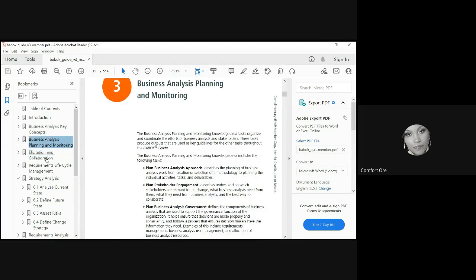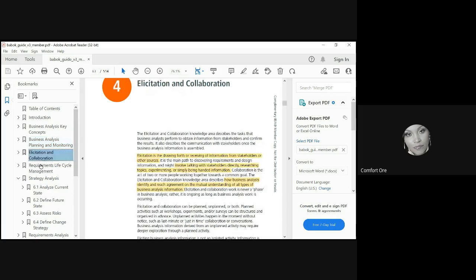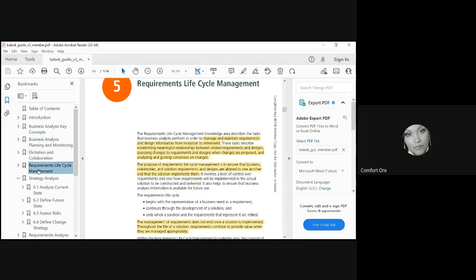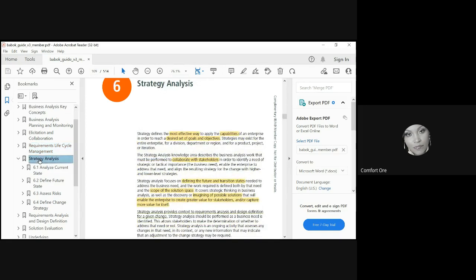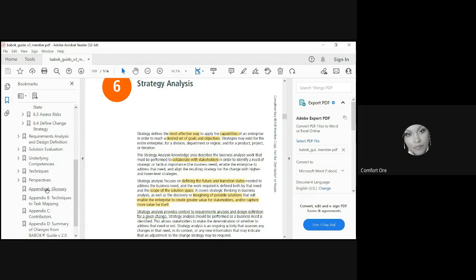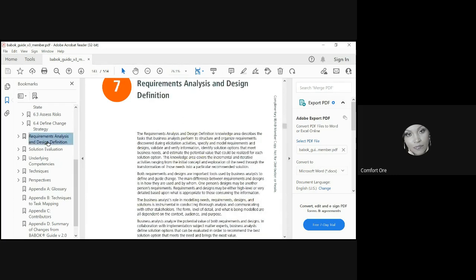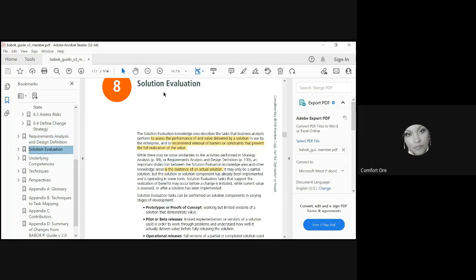Business analysis planning and monitoring, that's 1. Elicitation and collaboration, that's 2. Requirements life cycle management, that's 3. Strategy analysis, that's 4. Requirements analysis and design definition, that's 5. And then finally, solution evaluation. So making 6 of them. All right, so that's what we're referring to.